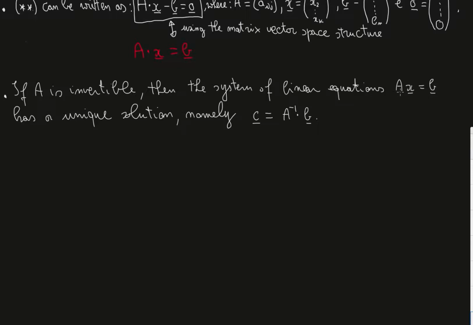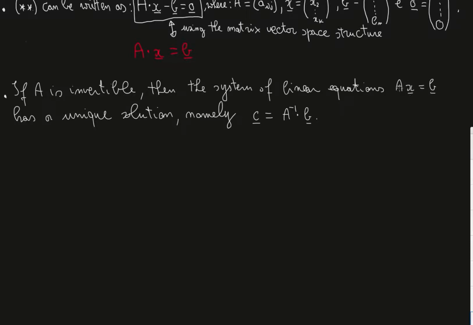Well, this is the equality A times X equals B. So assuming that A is invertible, in particular we are assuming that the system has the same number of equations as the number of unknowns. So A is a square matrix. There is no concept of invertibility of a matrix for non-square matrices. So A is a square matrix and invertible.